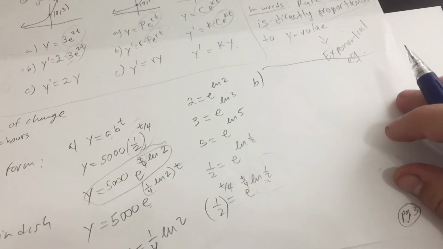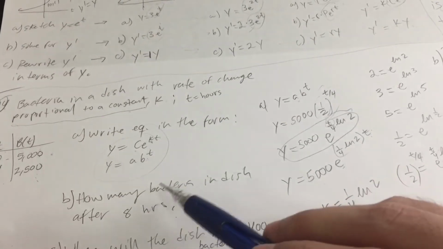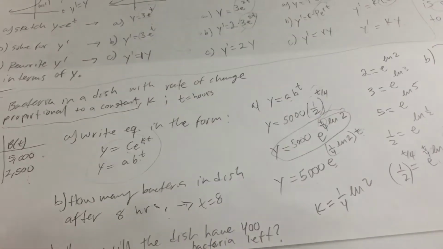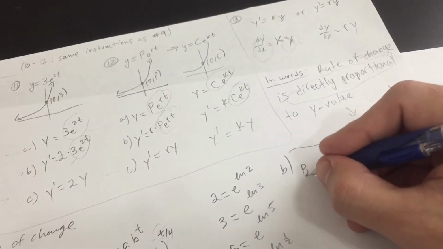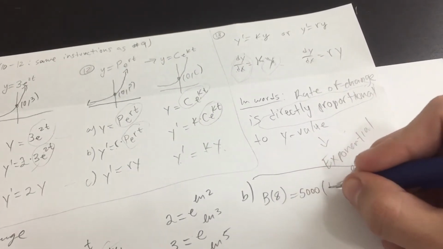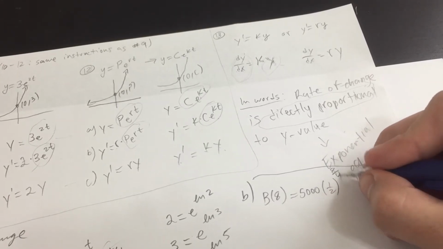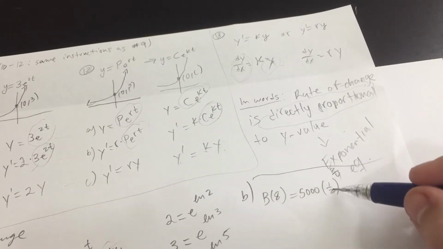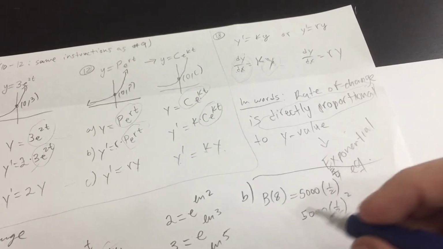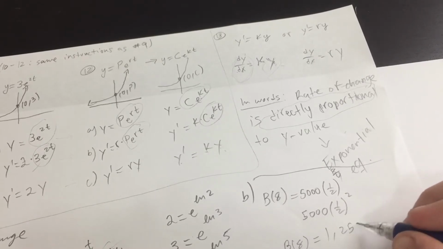You might need to use a calculator for the next two parts. Definitely for letter C, probably not B. Letter B asks, how many bacteria are in the dish after 8 hours? This implies that T equals 8. So we're going to do B of 8 on our new equation that we came up with, which is 5,000 times 1/2 to the 8 over 4, because it was T over 4 originally, and 8 over 4 is just 2, so this is 1/2 squared. 5,000 times 1/2 squared, which is dividing by 4, we get 1,250 bacteria in the dish after 8 hours.